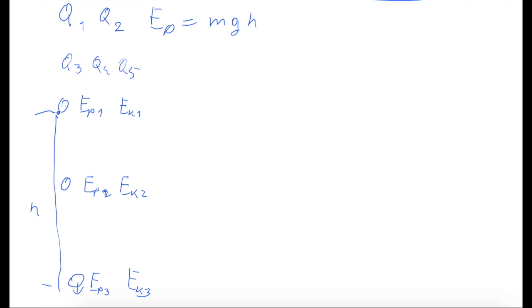As the object is moving from the maximum height to its minimum height, the potential energy will be decreasing. So at this height, the potential energy is maximum. At this height, potential energy is minimum, very close to 0 or 0. And somewhere along its motion, the potential energy and the kinetic energy will have values that are non-zero.